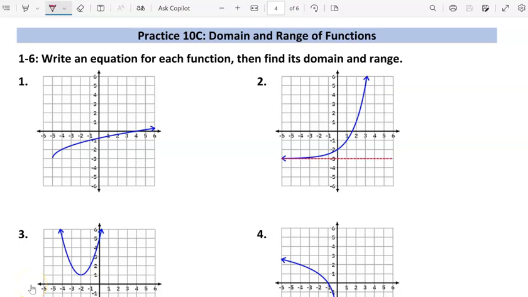This is a video walkthrough for practice 10C. In 1 through 6, we're asked to write the equation for each function and then find its domain and range.